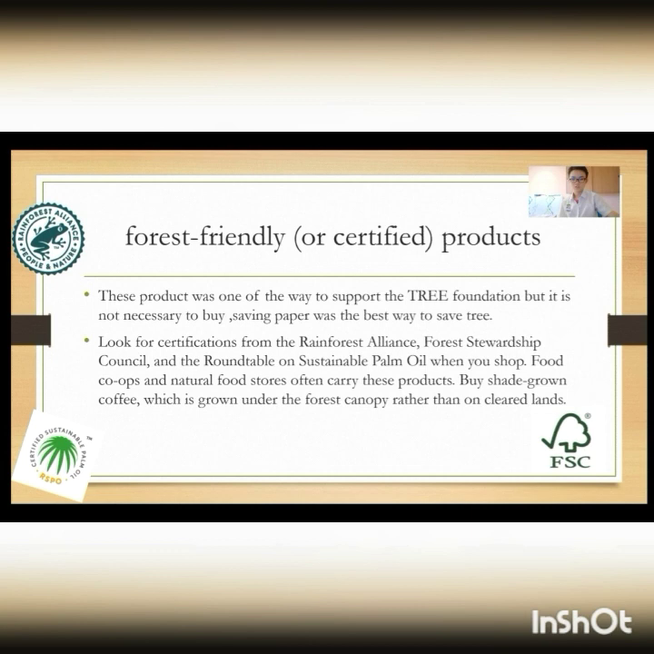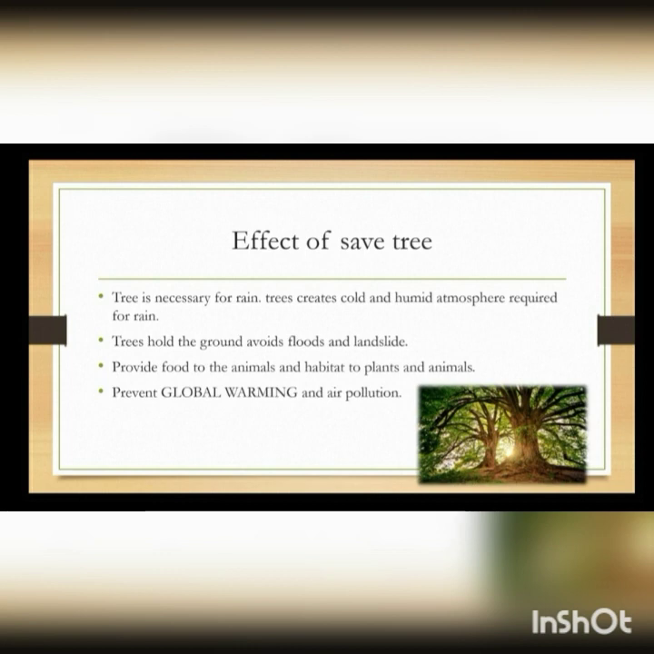Look for certification from the Rainforest Alliance, the Forest Stewardship Council, and the Roundtable on Sustainable Palm Oil when you shop. Food co-ops and natural food stores often carry these products. Buy shade-grown coffee, which is grown under the forest canopy rather than on clear land.